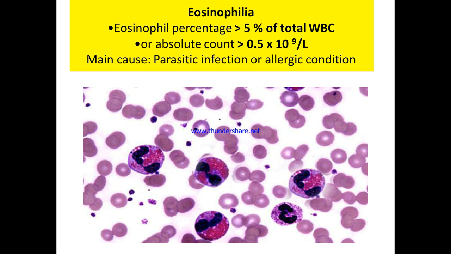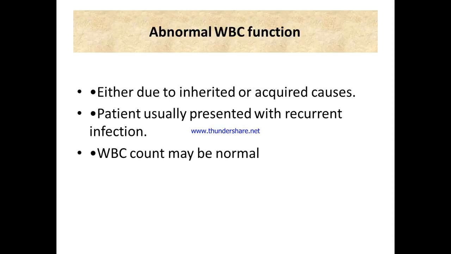Eosinophilia is seen when the percentage is more than 5% of the total white PC, or the absolute count is more than 0.5, or 500 cells per deciliter. The main cause is parasitic infection or allergic conditions. As we see here, these are the eosinophils with the dark red granules and the characteristic two-lobed nucleus. These terms are due to abnormal levels of the white PC.